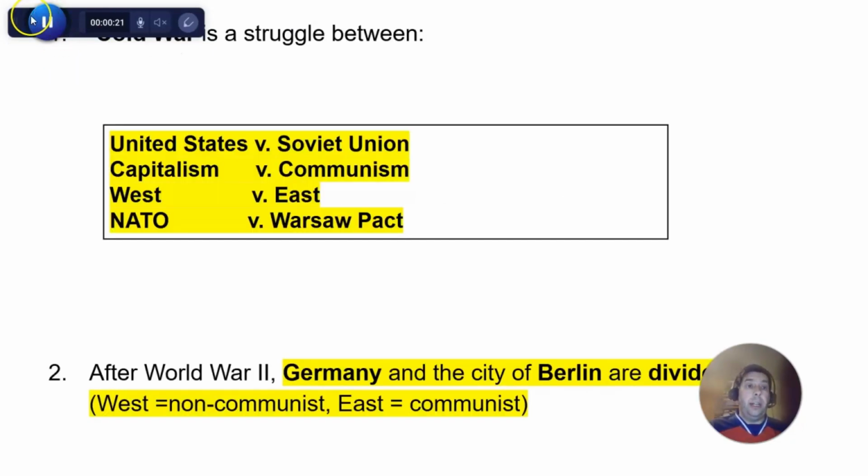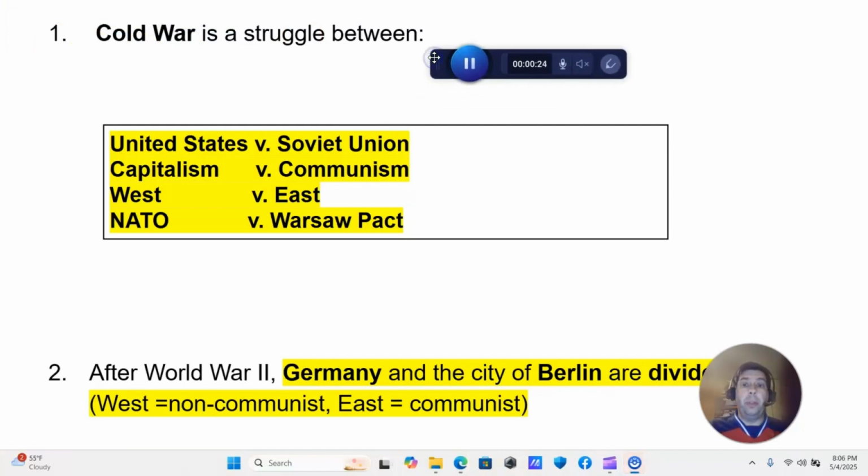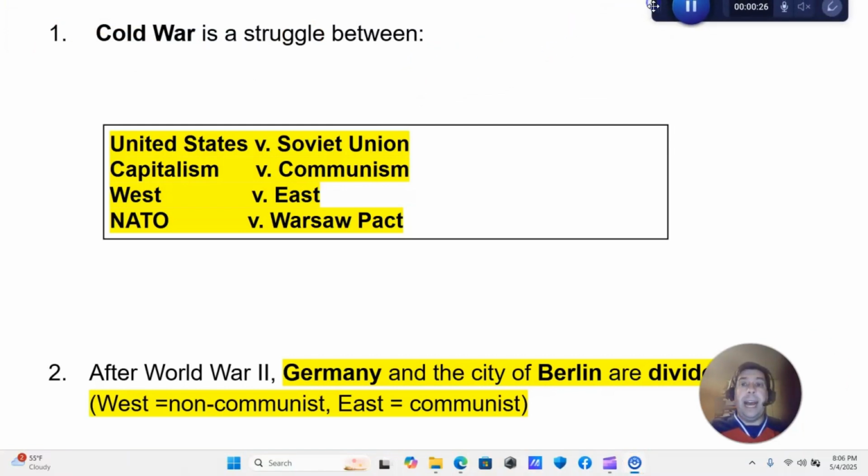First thing to understand as we go through this and as we talk about this is that the Cold War is after World War II, right? So, like, you have to know that it is after World War II.